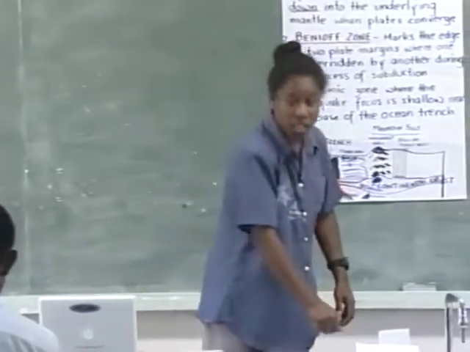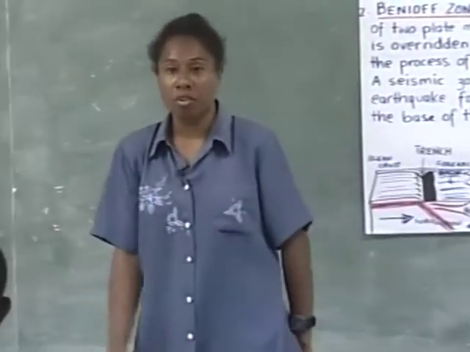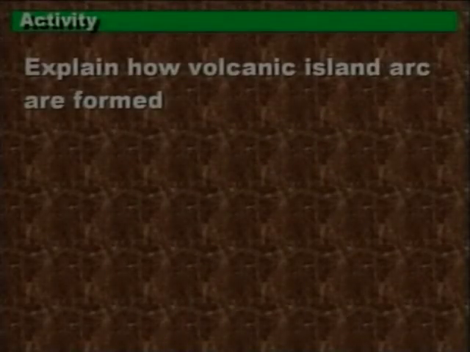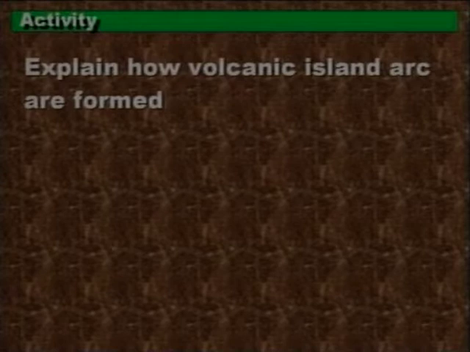The rest of the information I would like you to read for your background information or for your homework. Let's do some activities. Into your exercise book now, I would like you to explain how volcanic island arcs are formed. You explain in your own words how volcanic island arcs are formed. And if you'd like to use diagrams to help you with the explanation, you can go ahead and construct diagrams to help you with the explanation.